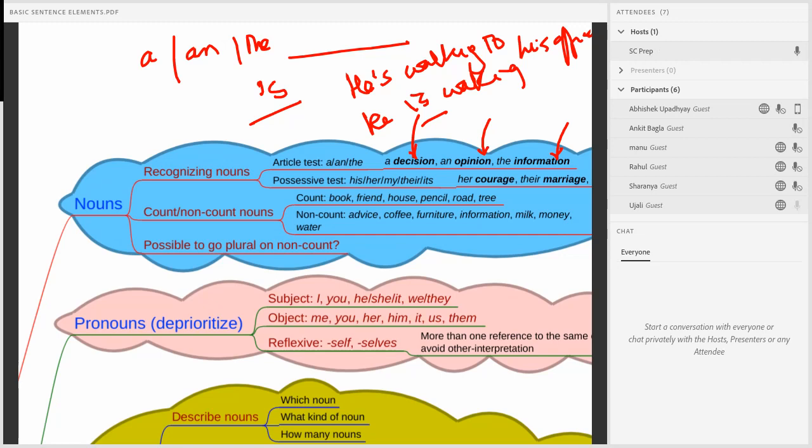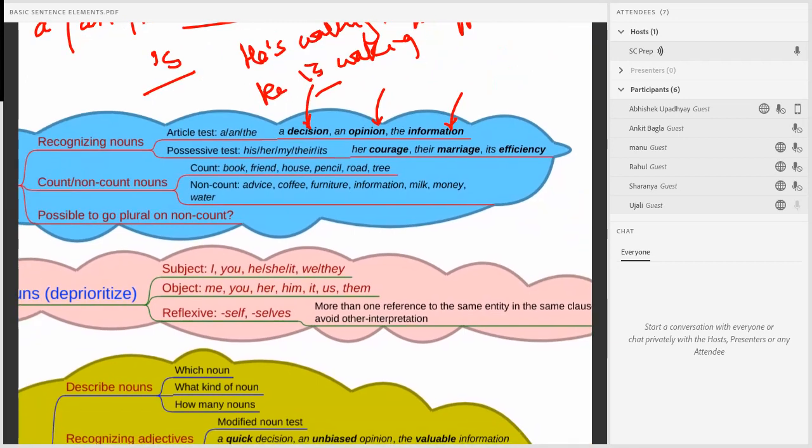Now, let's apply that test. What I'm going to do is I recommend using some common possessives. There's this category of words called personal pronouns. I'm just going to take their possessive forms. Those possessive forms are very simple: his, her, my, their, its, right? That's it. Now, after these words, can I put the word that I'm thinking about? My decision, her opinion, his marriage, right? I can say these things. And therefore, it means that all these words that I'm looking at are capable of acting as nouns.